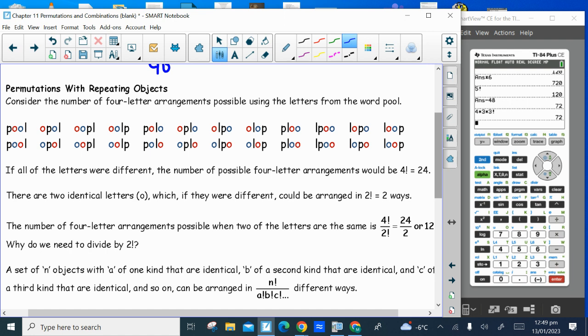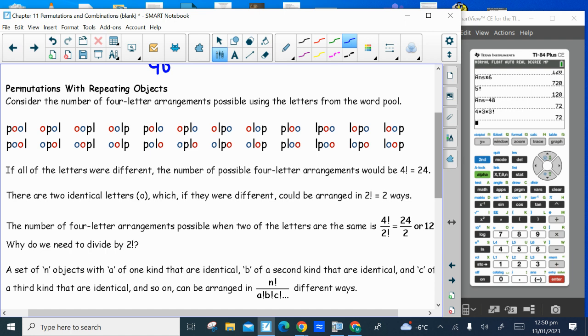Okay, I mentioned yesterday we'll be talking about permutations with repeating objects. Consider the number of 4-letter arrangements possible using the letters from the word pool. So they're all written out there. There are 24 of them altogether. However, when you switch the 2 O's around, it doesn't change the way it looks. You get exactly the same word or exactly the same arrangement of letters.